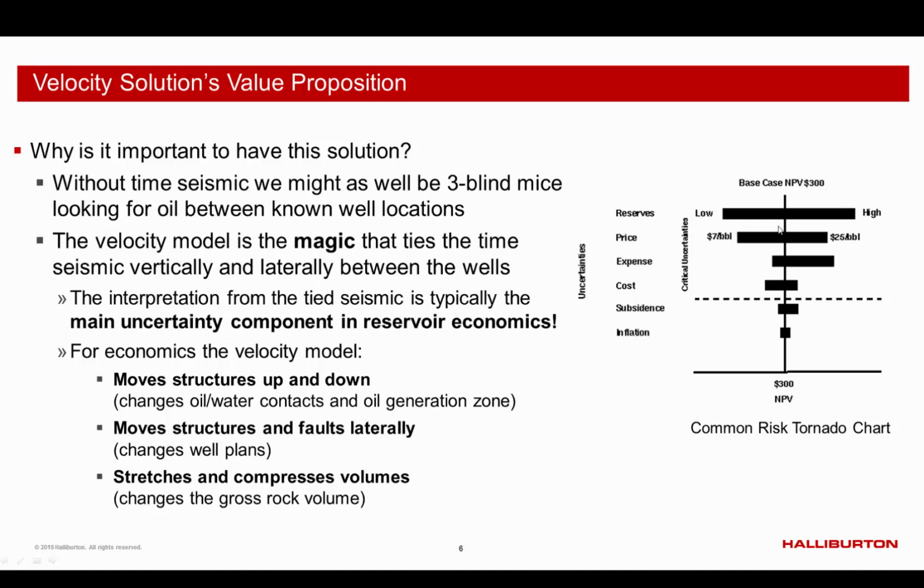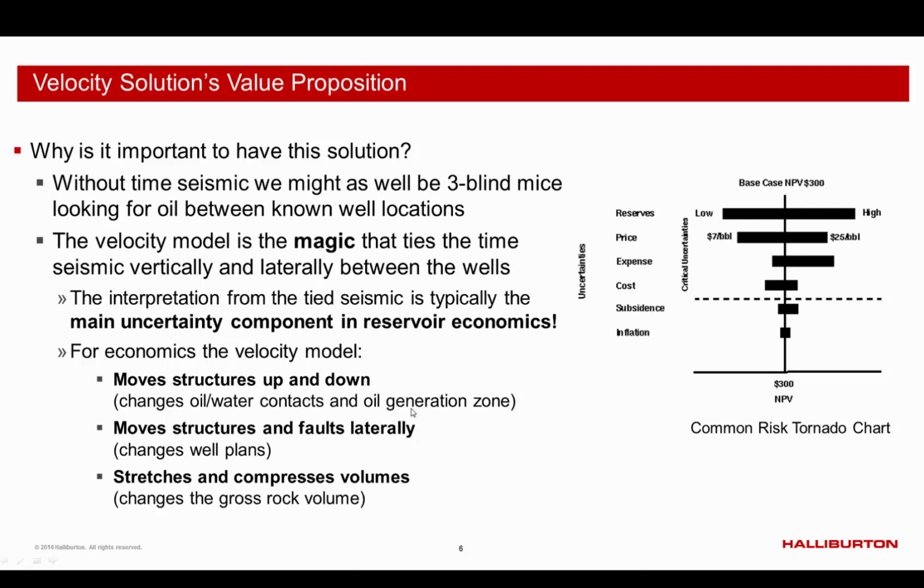Now, the last year or so, of course, the most risk has been the price, but these toggle back and forth between what's the biggest risk factor. One of the giant risks for the reserves is the structure, and the velocity model can move that structure up and down, which is going to change the oil-water contact, or if you're in a petroleum systems model, that's going to change where the oil generation zone was.